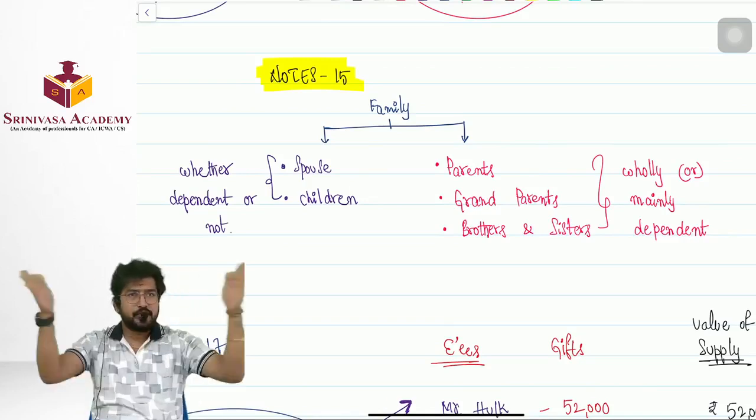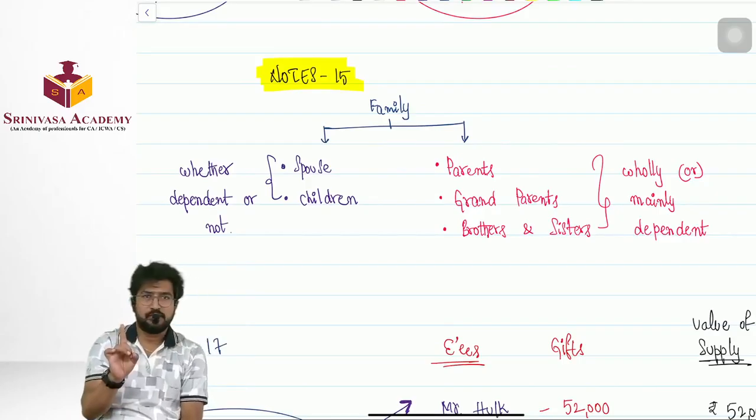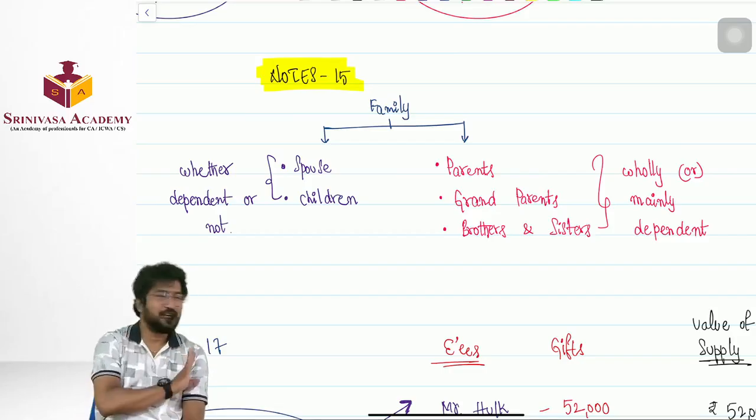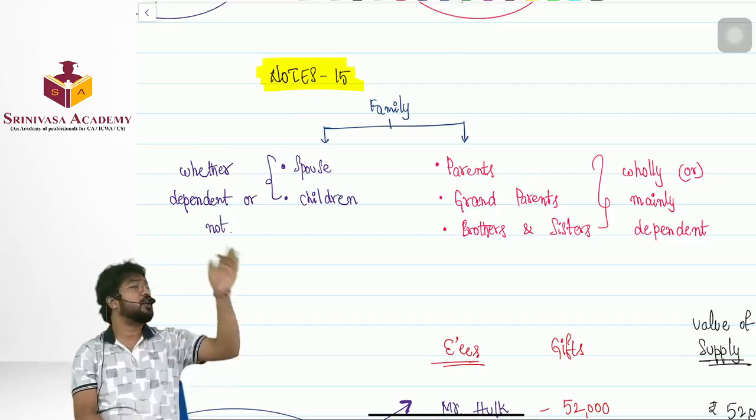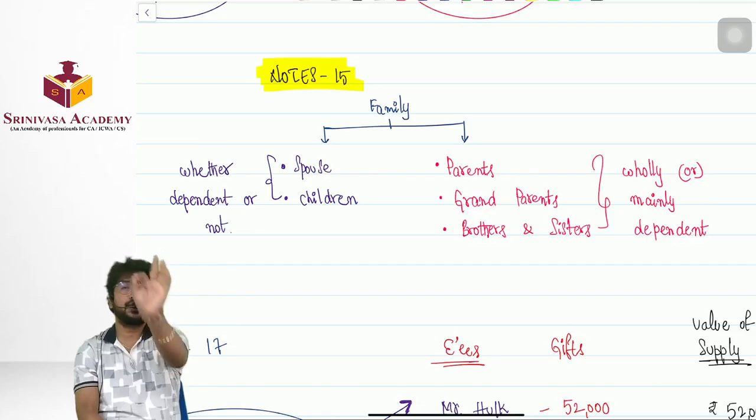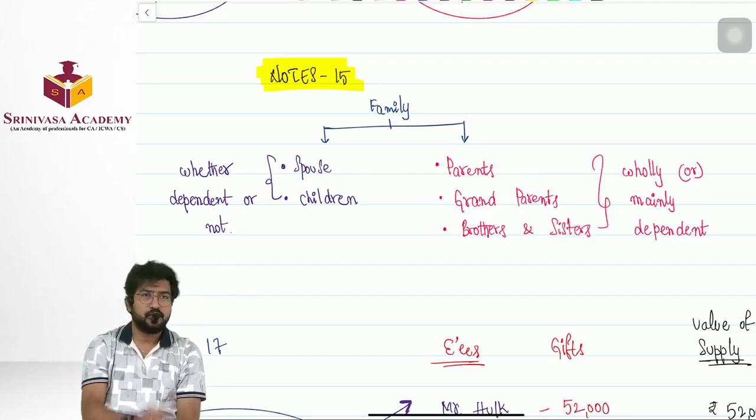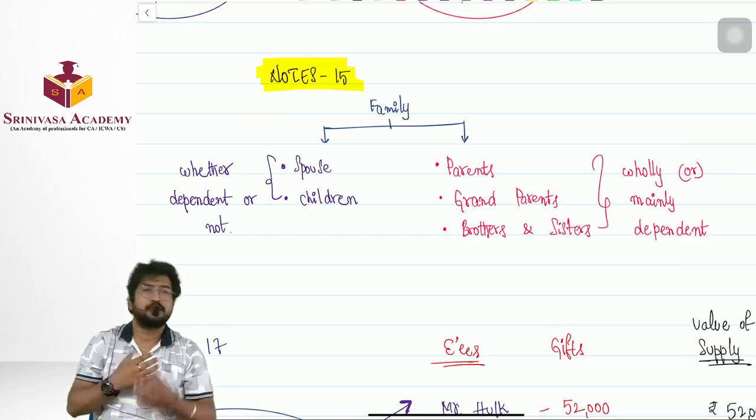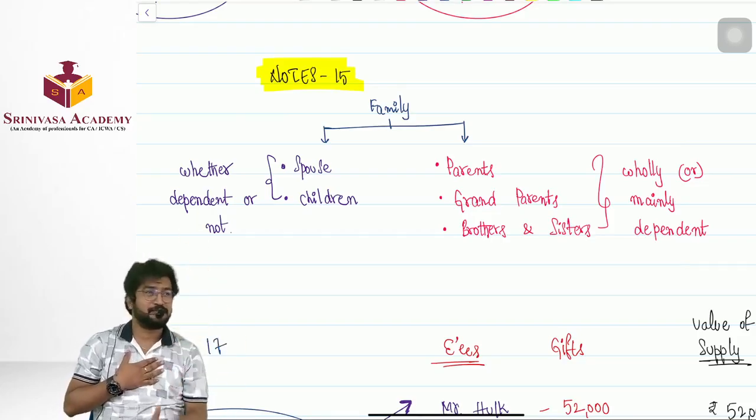Family means it is divided into two parts. One part is your spouse and children, who are always your family, no matter whether you like them or not, whether they are dependent on you or not. But your parents, grandparents, brothers and sisters, only when they are wholly dependent on you, can you call them family. Otherwise, they are not your family. Now the crazy part is, according to this definition, my mother is not my family.